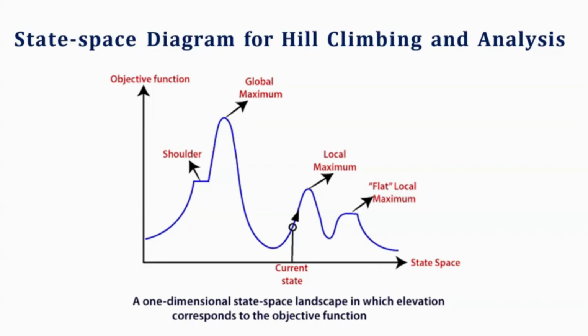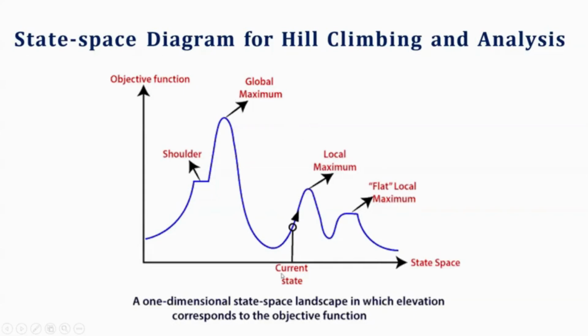So let's start with the local maximum. A local maximum is a state that has a higher value compared to all its immediate neighbor states, okay? But it is not the highest possible state in the entire problem space. Hill climbing often gets stuck here. Then there is the global maximum. This is the absolute best state in the entire problem space because its objective function value is the highest among all the possible states. It is the ultimate goal of the search. It is the highest point of the graph.